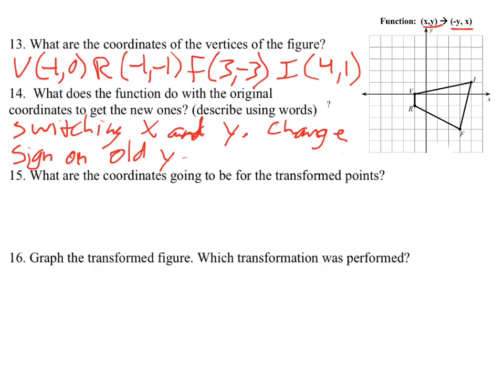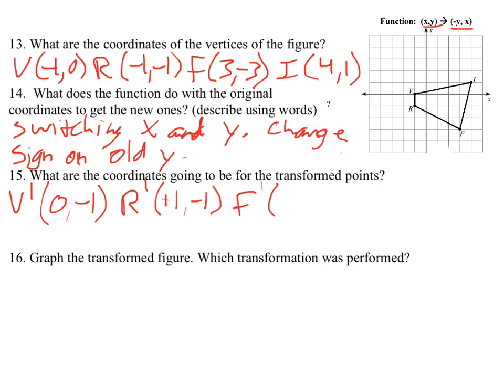Where the coordinates are going to be, well, you just take that rule, what's going on here, and do that to the point. So V prime, change the order, change the sign on the old y. That's going to just give me 0, negative 1. R prime, switch the order, gives you negative 1, negative 1. And I'll even write that down for you, negative 1. But we need to change the sign on that one. It's going to be positive 1, negative 1.